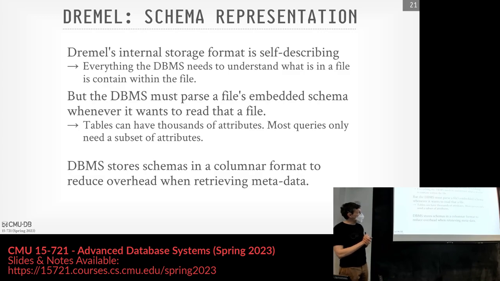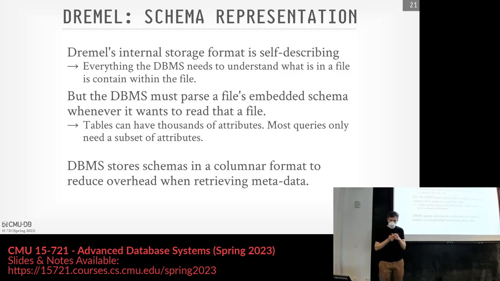For how they're going to store the schema, again, we don't talk too much about catalogs, but they're super important. So they talk about how in their data sets at Google, sometimes they could have tables that have thousands of attributes, thousands of fields. But most queries, again in OLAP, only need a subset of them. Right? Scan along, find all Andy's orders, or find within some date range or whatever.